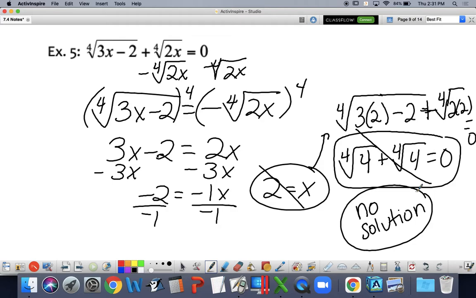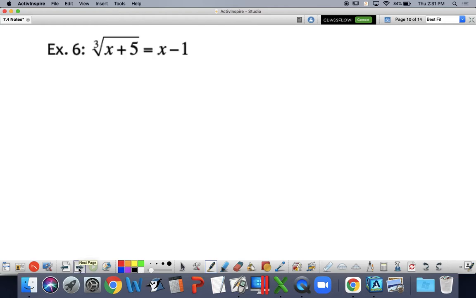Questions so far? All right, let's look at 6, 7, and 8. Start with number 6. We've got a radical on one side and a radical and no radical on the other. What are we thinking? What's the approach? Raise everything to the third power.